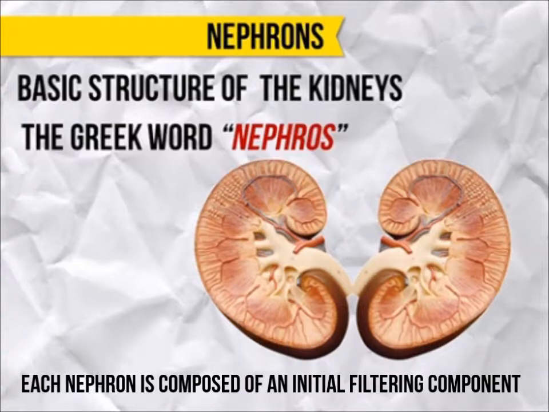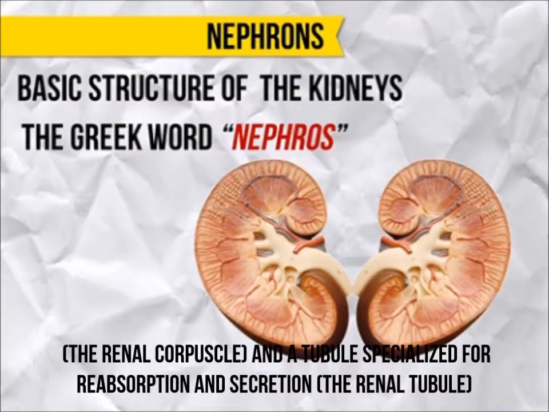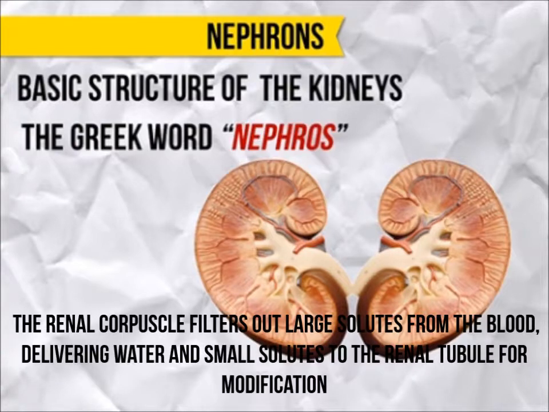Each nephron is composed of an initial filtering component, the renal corpuscle, and a tubule specialized for reabsorption and secretion, the renal tubule. The renal corpuscle filters out large solutes from the blood, delivering water and small solutes to the renal tubule for modification.